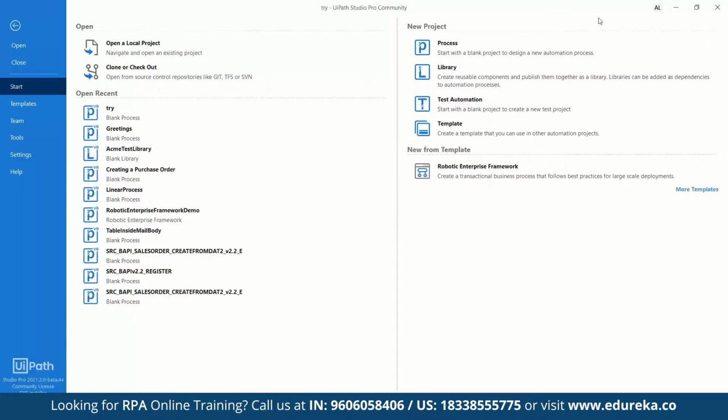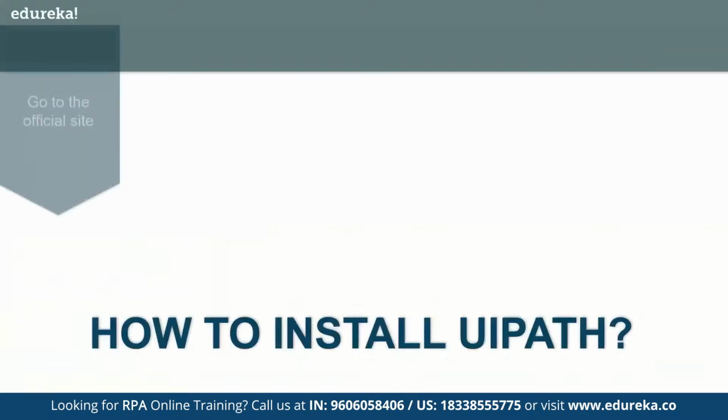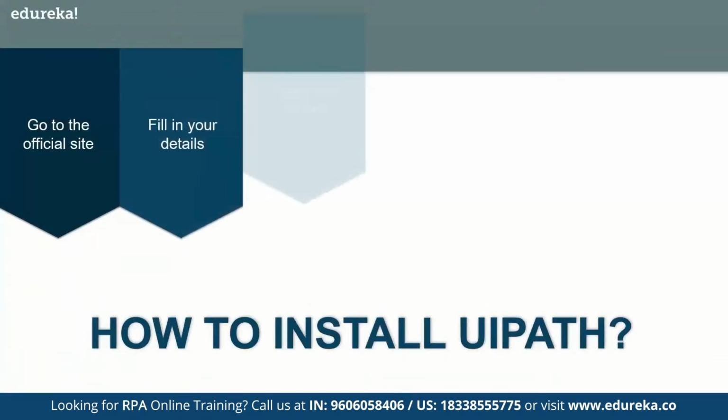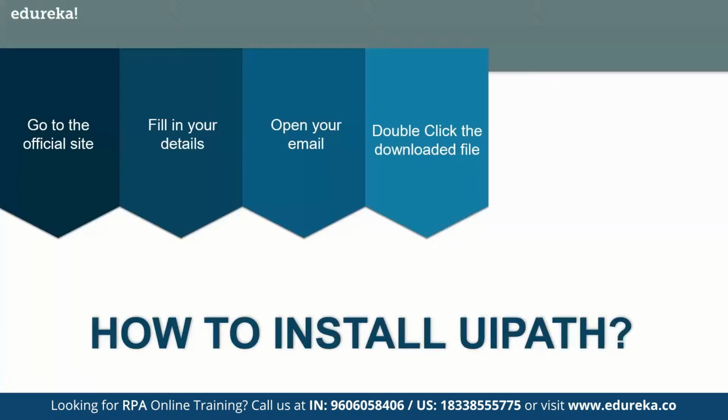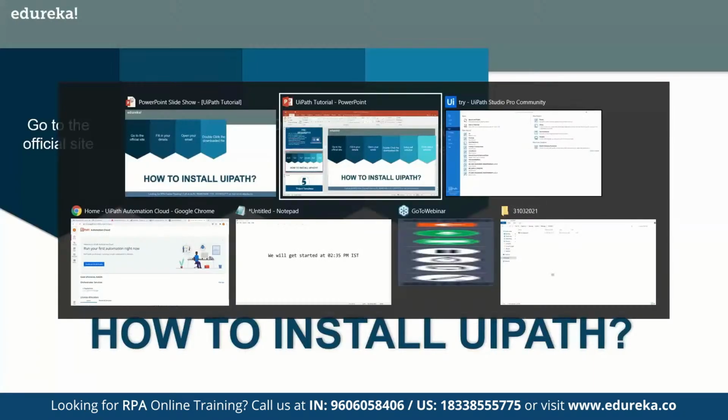So how to install? You have to go to cloud.uipath.com, the official website, and fill in your details. You need not open your email. This process has been changed with the latest community edition. You don't need to open your email and all, just fill in your details. Once you fill in your details, you will land on the home page.